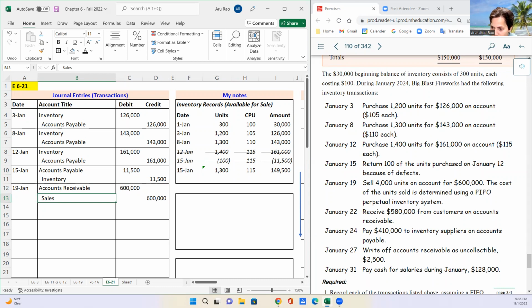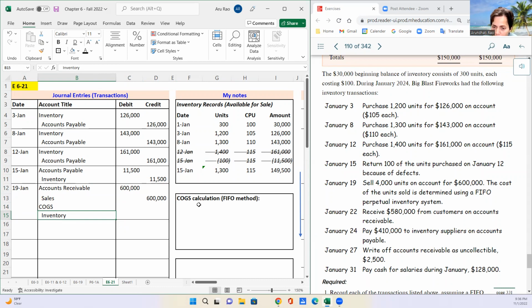Now this is important. I need to calculate the cost of goods sold. I need to do a journal entry on the same day. Cost of goods sold debit, inventory credit.